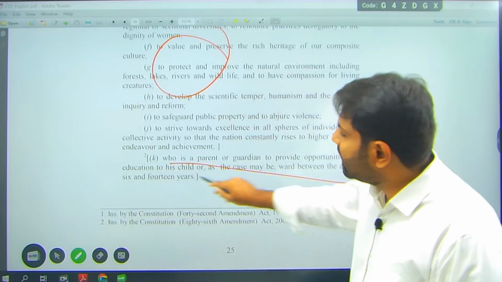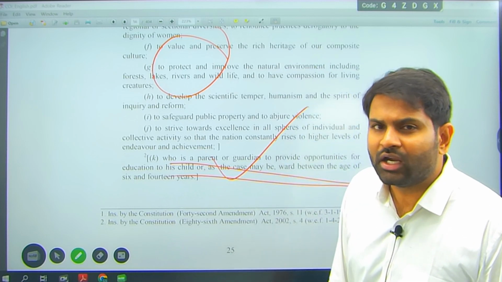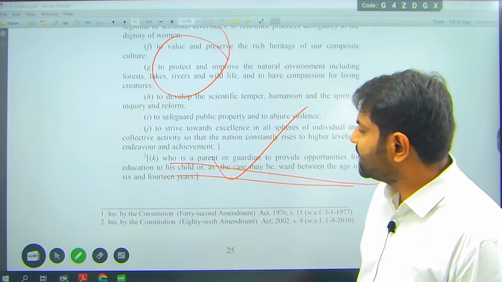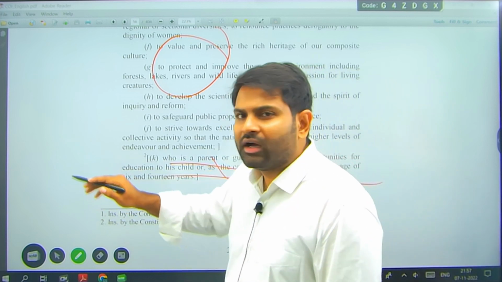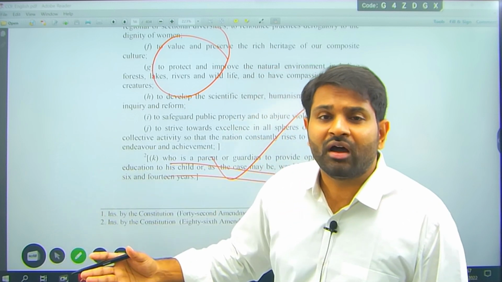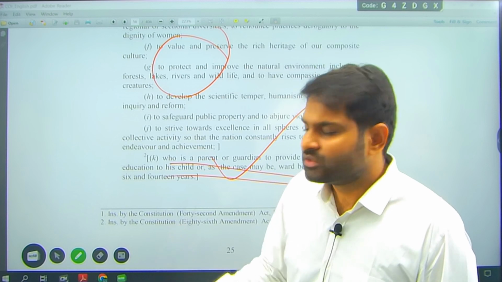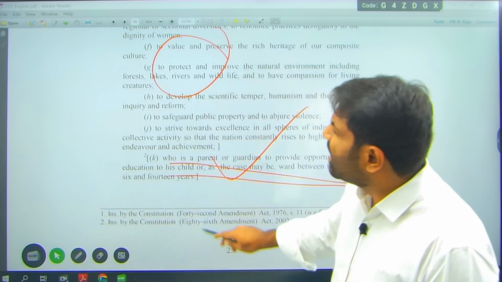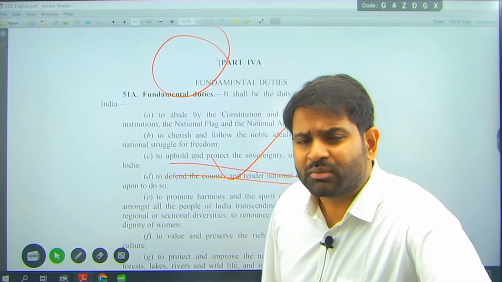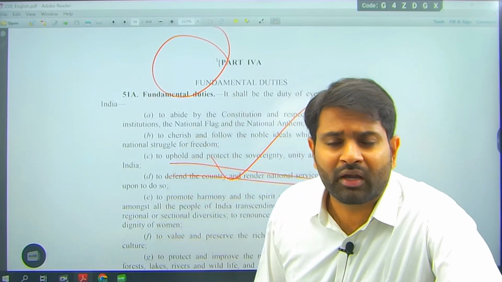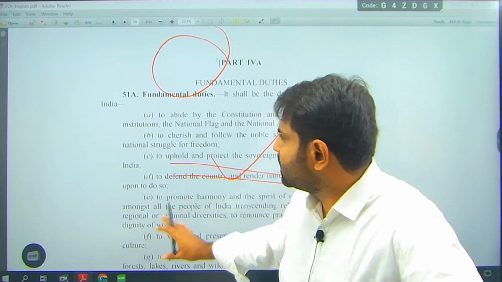It is the duty of the parents or guardian to give education to children less than 6 years, right? In Article 45 we saw it is the duty of the state. Similarly here it is the duty of the parents. So these are the different duties we have: respect the national anthem, respect fraternity, respect brotherhood, respect different institutions, respect the ideals of our Indian independence history. All these are mentioned in these fundamental duties.